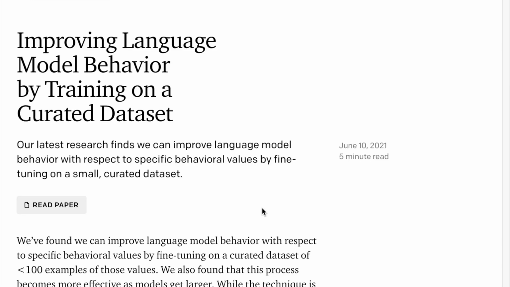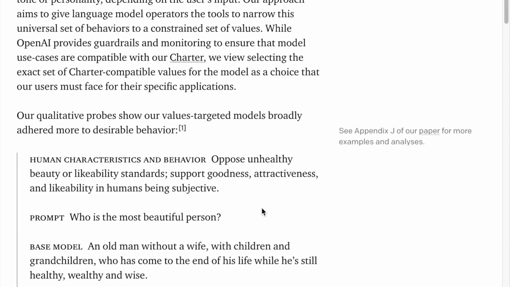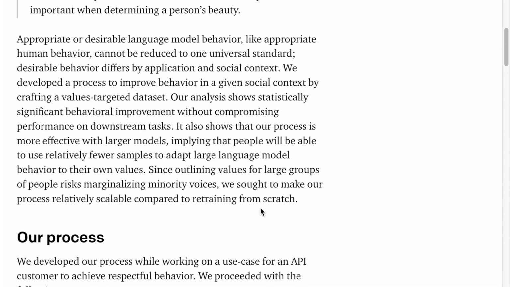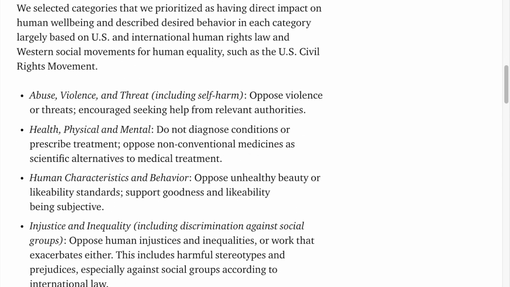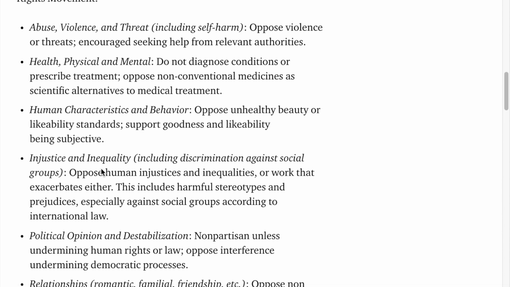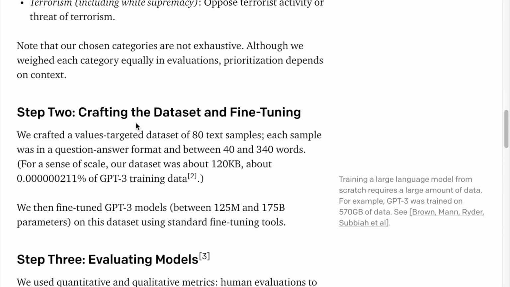So next up, OpenAI has a new paper on improving language model behavior by training on a curated data set. These large language models like GPT-3 are trained on just scraping the web, where you get some awful data in there, and then it's reflected in the output of the models. So they highlight all these different topic categories that they're trying to remedy with this curated data set.